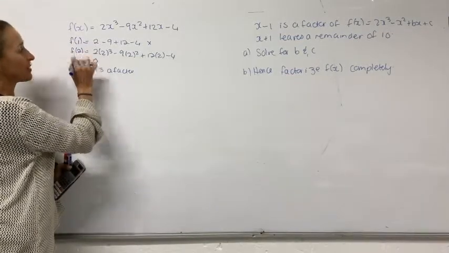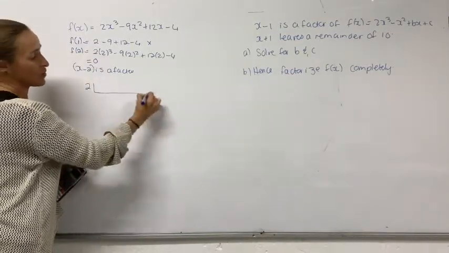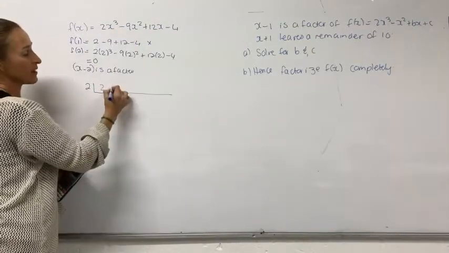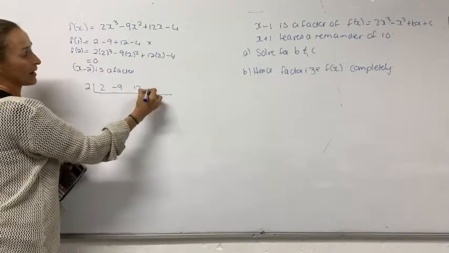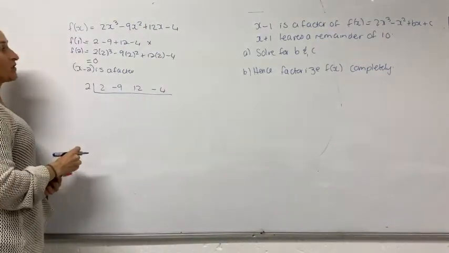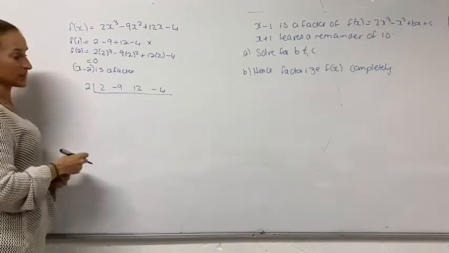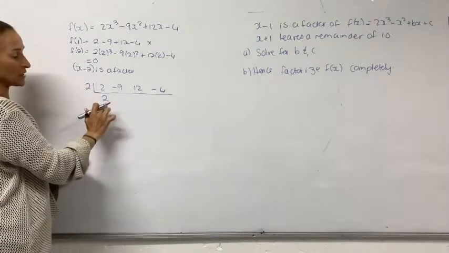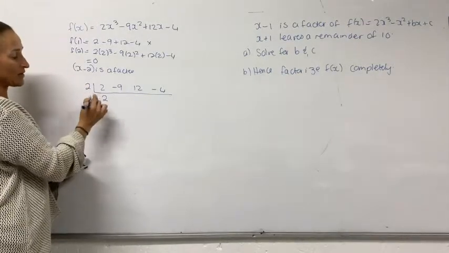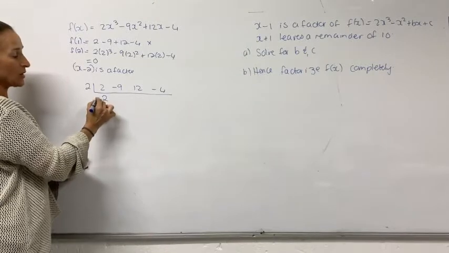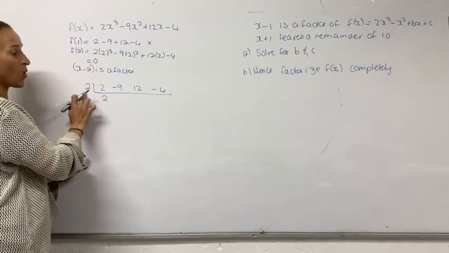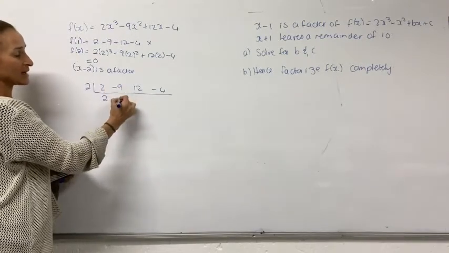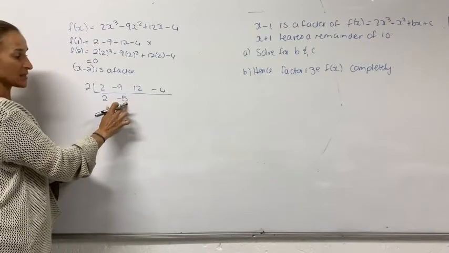So we take the value that made it 0 and we put it outside. We then take these coefficients, so 2, including the sign minus 9, plus 12, and minus 4. Okay, so we've got what made it 0 and the coefficients. We bring down the first coefficient, 2. We times it with the factor, so that's 2 times 2 is 4, add that to minus 9, so 4 minus 9 is minus 5. You bring down the answer.